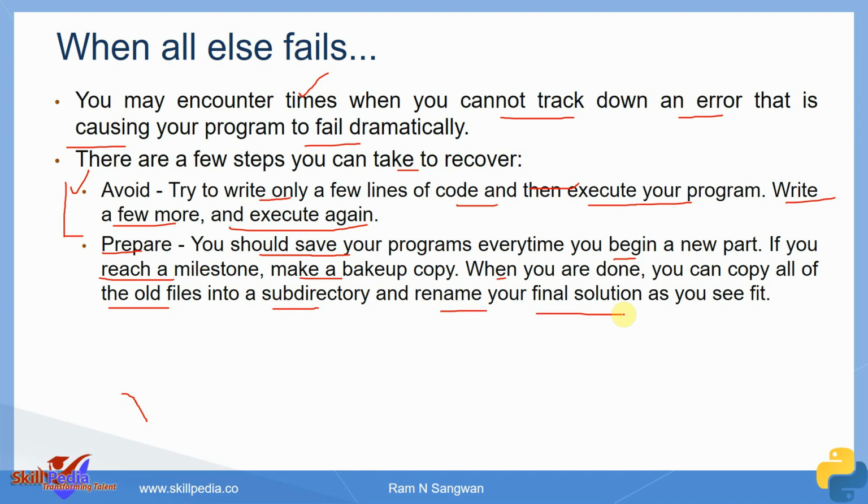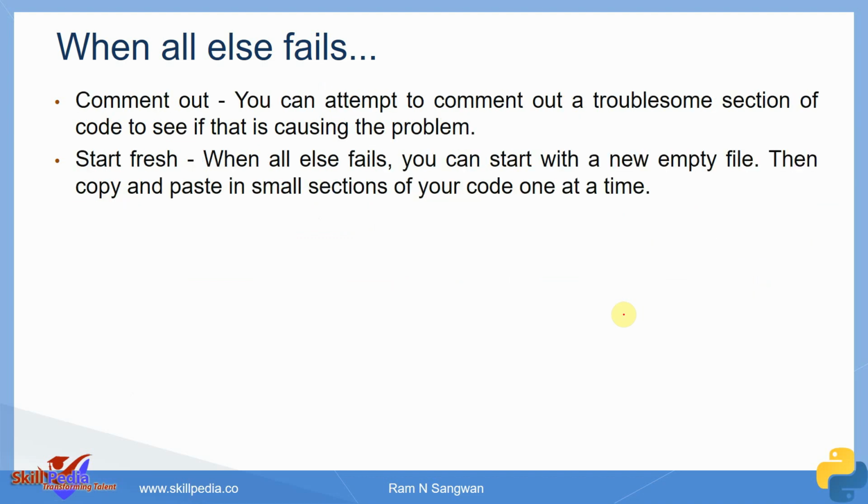And I also do this part. Like if I'm writing a script, I'll create 5 versions of it. First, I reach up to here. Up to here it is working fine. Then I write a few more lines, and then okay, this is file B. Up to here it is working fine. Then file C. So this gives me a way back and forward. That is another good idea to troubleshoot and debug. Comment out. Yes, this is also another option. You can attempt to comment out a troublesome section of code to see if that is causing the problem. And I follow this also.